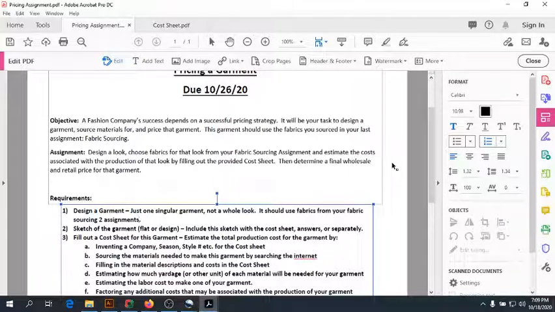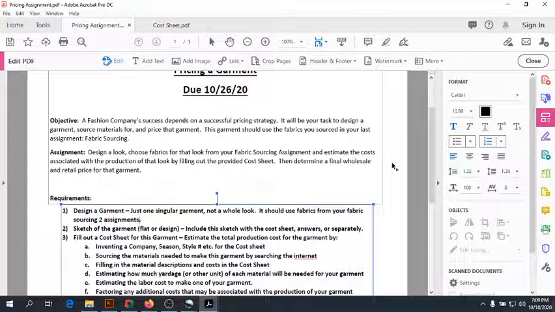So this garment should use the fabrics that you sourced last week in your last assignment, fabric sourcing. So this will sort of tie into last week's assignment. Now, if you do want to choose a contrast fabric or something else that you didn't put in your fabric sourcing, you can. Just to make it easier, since you've already done your sourcing and your pricing out, it's just a little bit easier to go from one into another. But again, if you do want to make a slight adjustment, go ahead and do that, because you're going to have to put some information about your fabric on your cost sheet anyways.